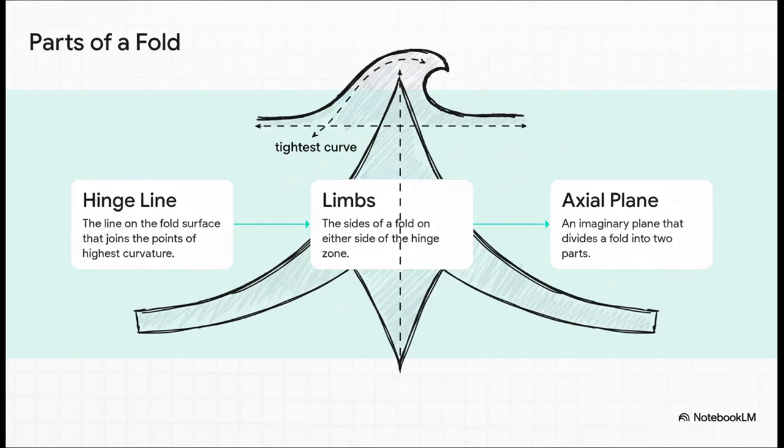Okay, so let's dissect this fold. Every fold has three basic parts you need to know. First up, the hinge line. That's the tightest part of the curve, right at the very crest of that wave. Then you have the limbs. Those are just the flatter sides on either side of that hinge. And finally, see that imaginary flat surface that cuts the fold right down the middle? That's the axial plane. It's just a way for us to describe the fold's overall shape.